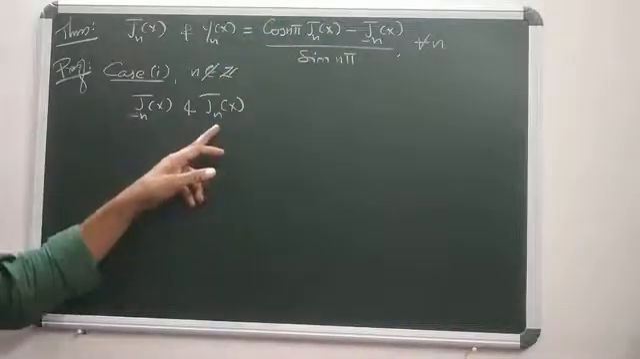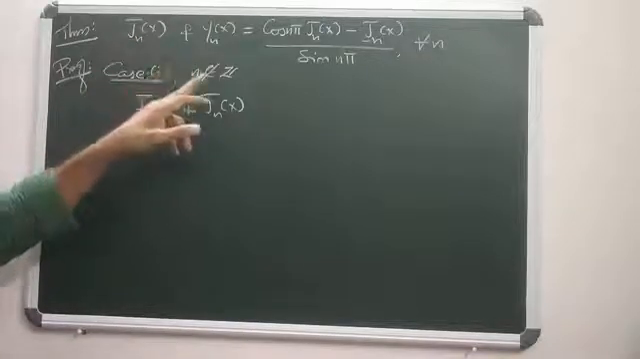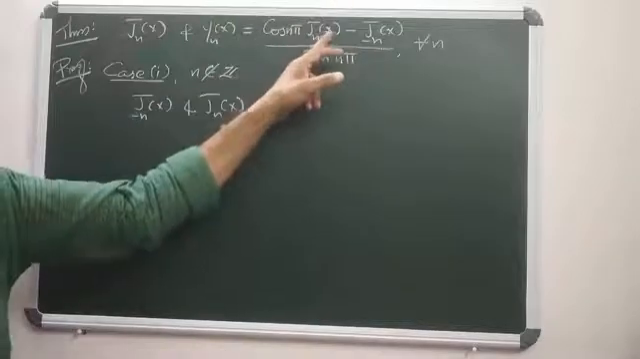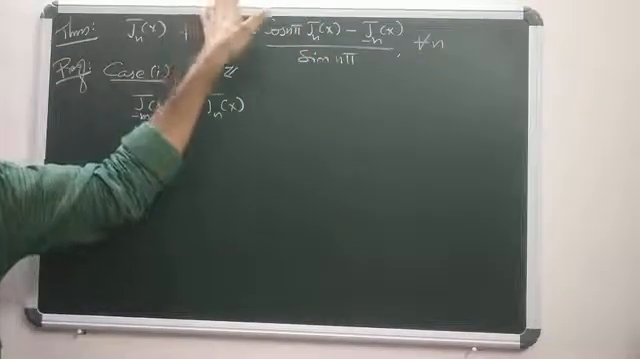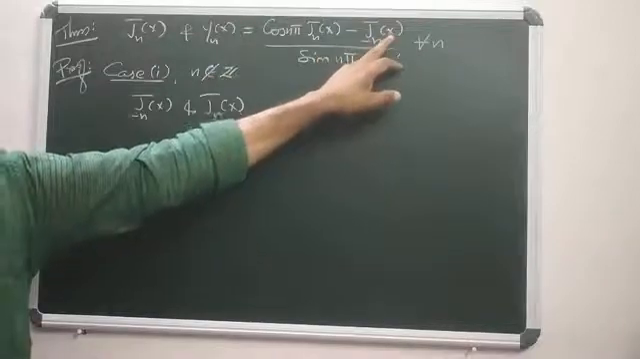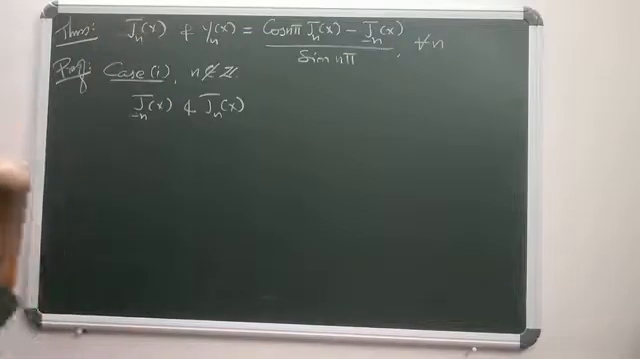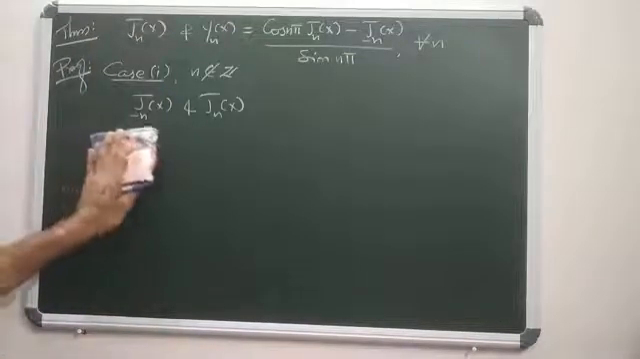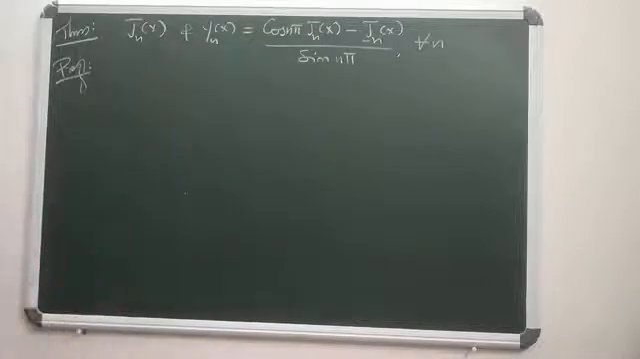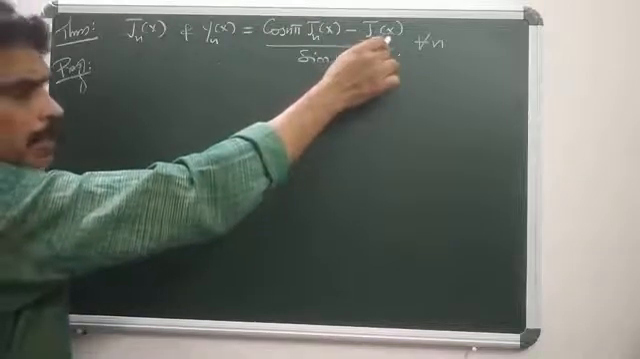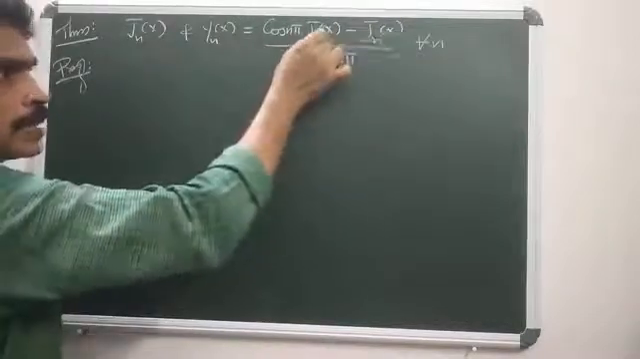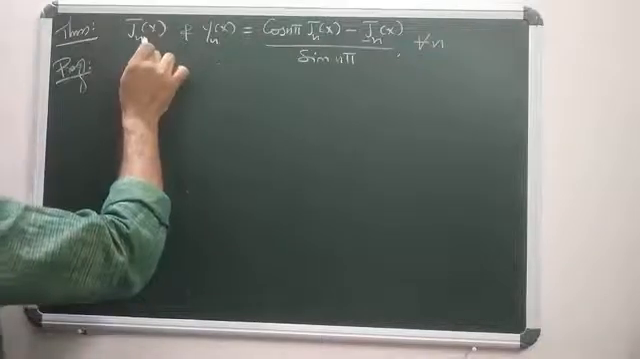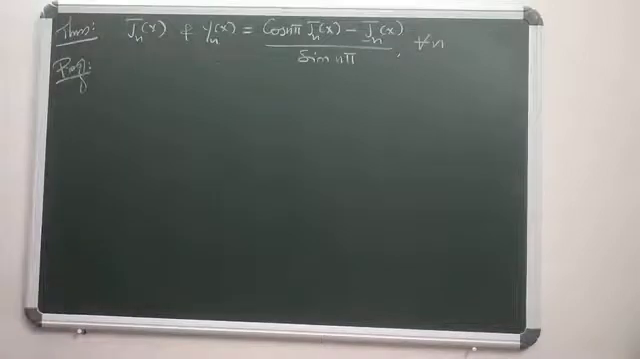J_n(x) and J_{-n}(x) are linearly independent. Therefore, J_n(x) and the linear combination, cos(nπ) by sin(nπ) times this one minus 1 by sin(nπ) times that one, which is a linear combination of J_n(x) and J_{-n}(x), are linearly independent. So when n is not an integer, the result is immediate. Since J_n(x) and J_{-n}(x) are linearly independent, and Y_n(x) is a linear combination of these two, J_n(x) and Y_n(x) are also linearly independent. So that is what we require here.